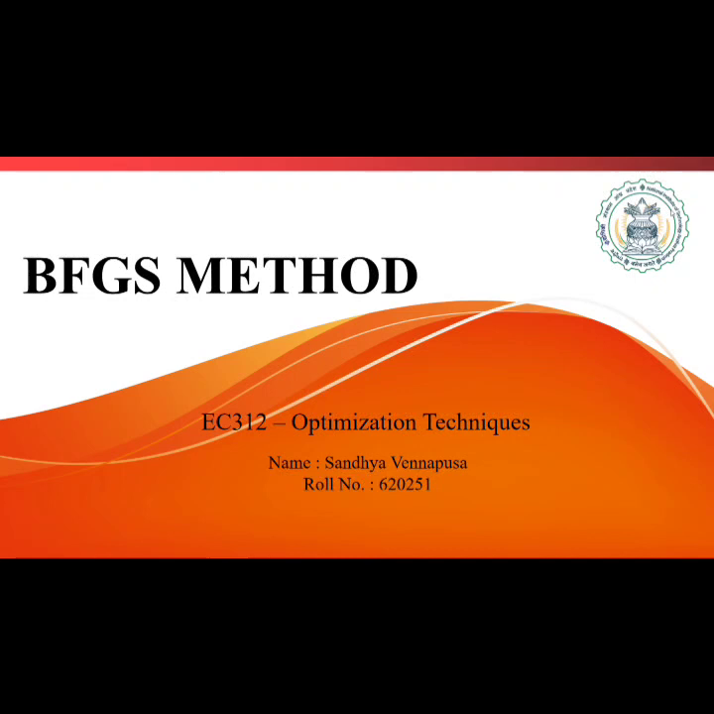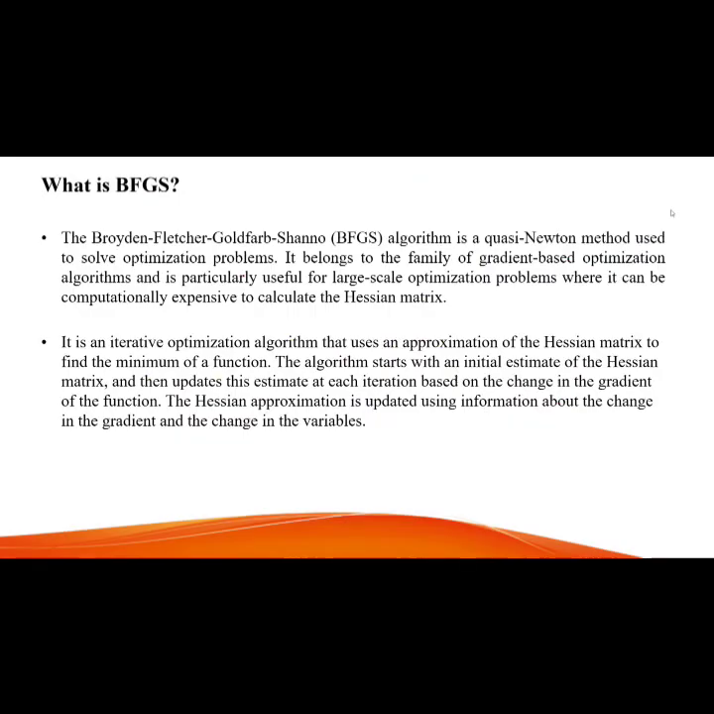Now I'm going to talk about the BFGS method. What is BFGS? BFGS stands for Broyden-Fletcher-Goldfarb-Shanno. This algorithm is a quasi-Newton method used to solve optimization problems. It belongs to the family of gradient-based optimization algorithms, and it is particularly useful for large-scale optimization problems where it can be computationally expensive to calculate the Hessian matrix.